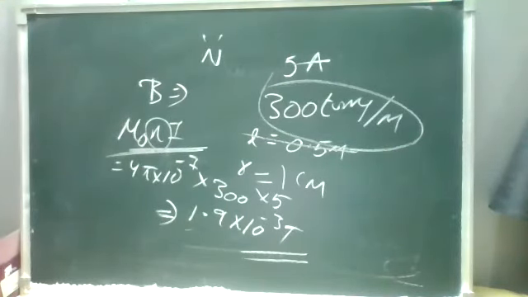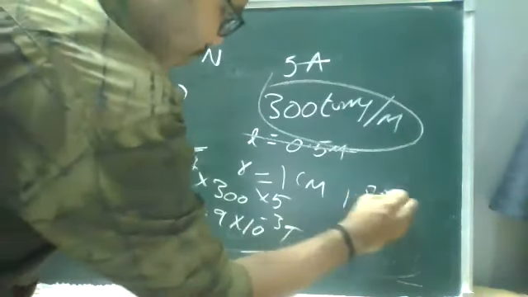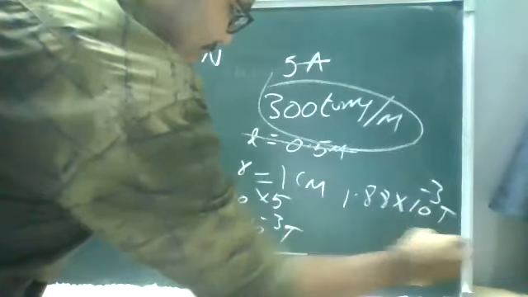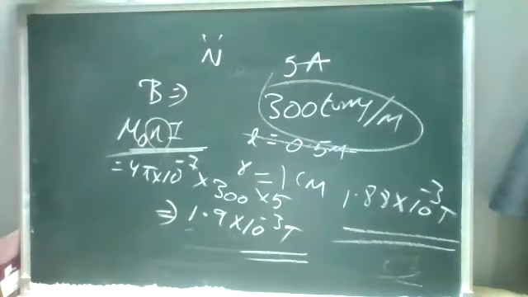18,840 into 10 power minus 7 Tesla. So 1.88 into 10 power minus 3 Tesla. Okay, fine. Yes, sir, I'm also getting like that. No issues. So 1.88, you can round off and take it as 1.9, or else I'll give the answer as 1.88 into 10 power minus 3 Tesla. Okay, Sangavi, Priyanka, yes, sir, 1.9.